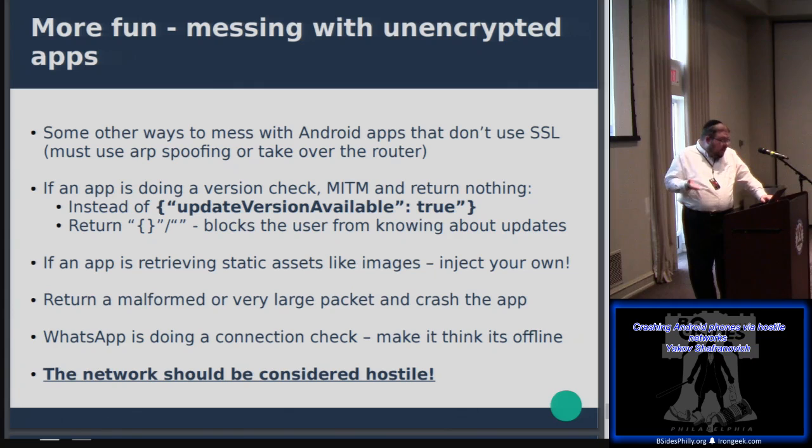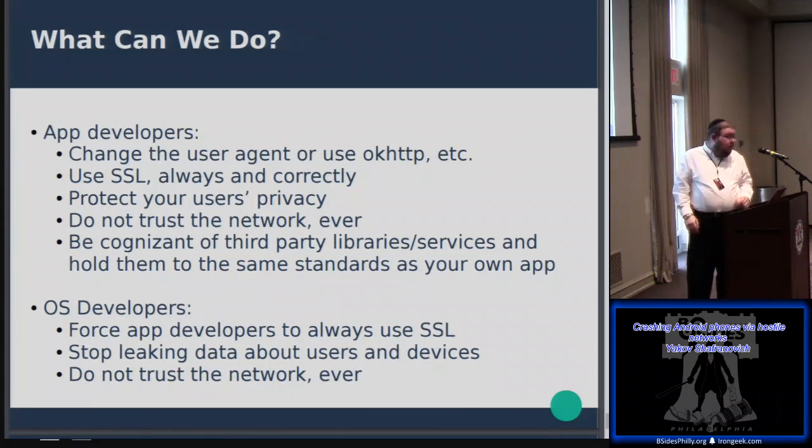Don't know. Something to look at, but bottom line is, like what I said in the beginning, you can't trust the network, and you've got to be using SSL. And some of the things you could do, so the user agent, this is the last slide, user agent specifically. If you are an app developer, you can change it. On Android, you can change it. iOS, not so easy. Use SSL. Use SSL correctly. Don't roll your own encryption, don't roll your own SSL.